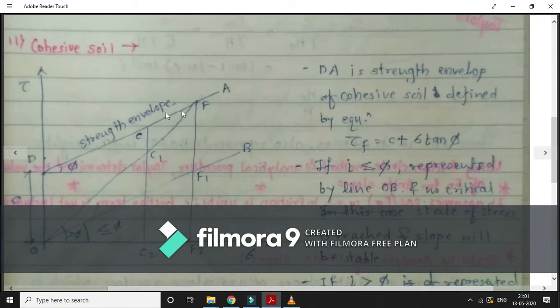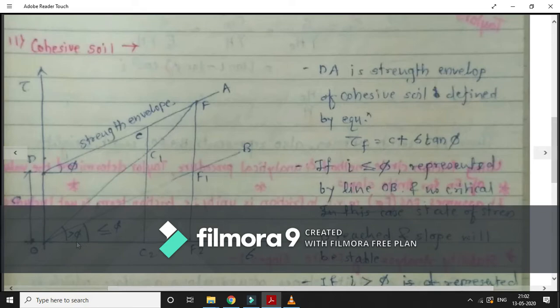Now in the same case, if I provide the slope value equal to phi, what will happen? These two lines will become parallel to each other, so this line will never intersect that line. This is the slope line and this is the strength envelope line. If I provide a slope angle I less than or equal to phi, my slope will be stable in the case of cohesive soil.